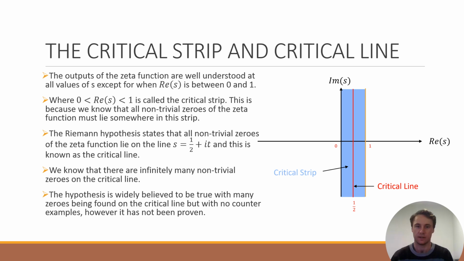We know that there are infinitely many zeros on the critical line, but we are unable to prove that all the zeros are on that line and that there are no zeros somewhere else in the critical strip, and that is the basis of the Riemann hypothesis. But the hypothesis is believed to be true, and many other mathematical results rely on it, but as I said, it's yet to be rigorously proven.